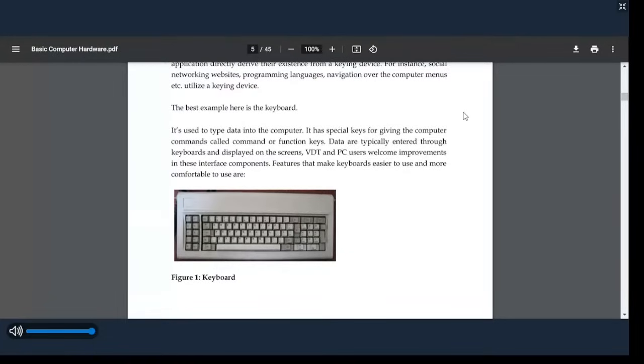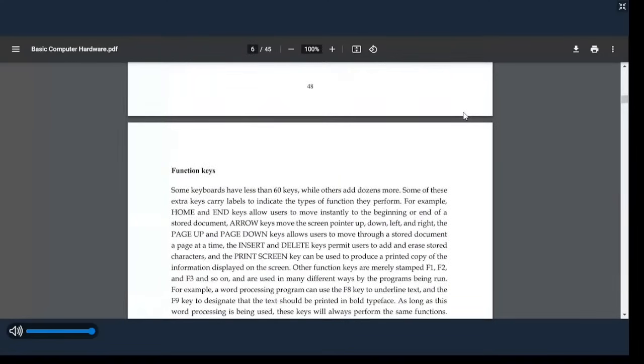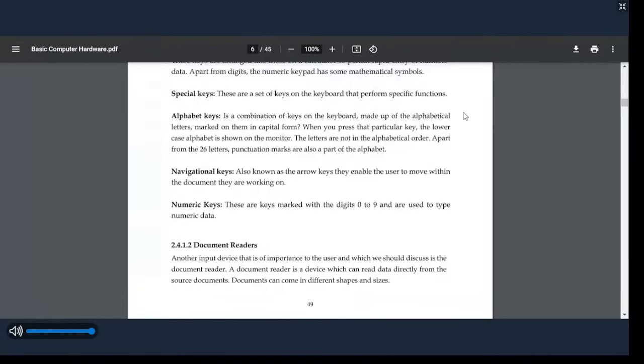So that's very important. So that's the keyboard. Then we have the function keys. That one you can look at. This one you can read on your own. Then we have what we call the document readers.